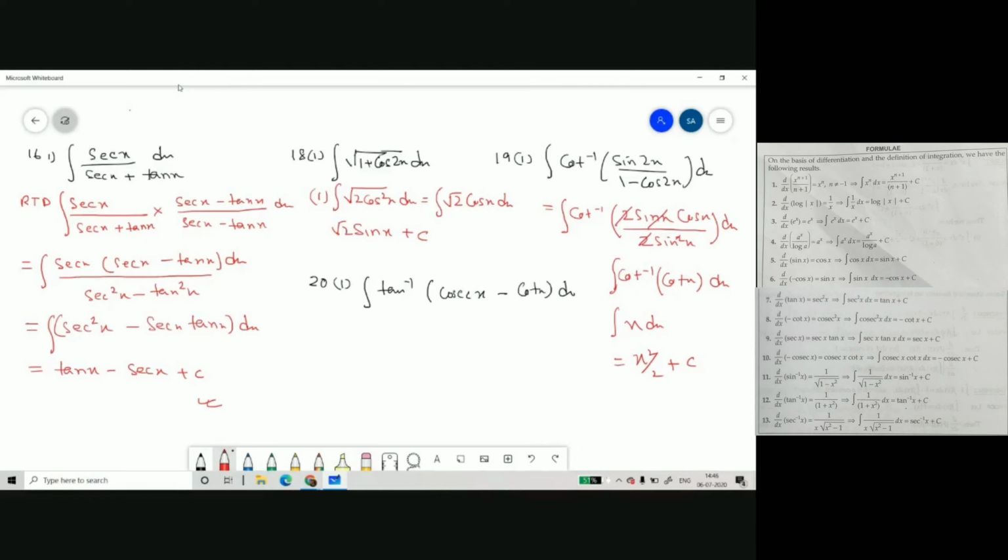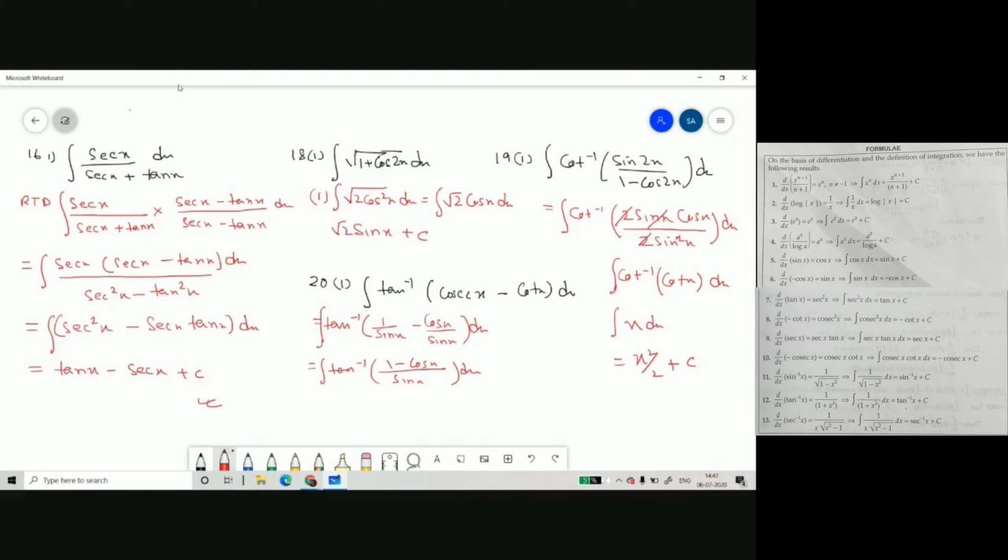Now look at the last sum, 20 part 1. Similar. We'll try to solve it and bring it in tan form. So this is tan inverse integration. We can write 1 by sin x minus cos x by sin x dx, which is integration tan inverse. If you take the LCM, this is 1 minus cos x dx.